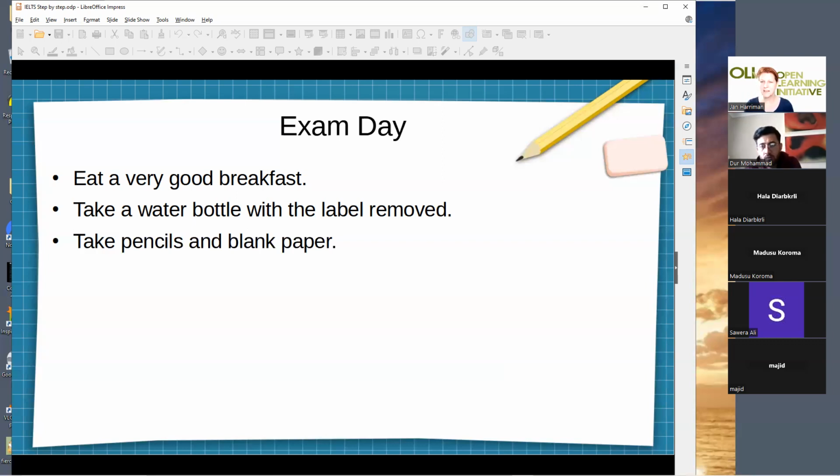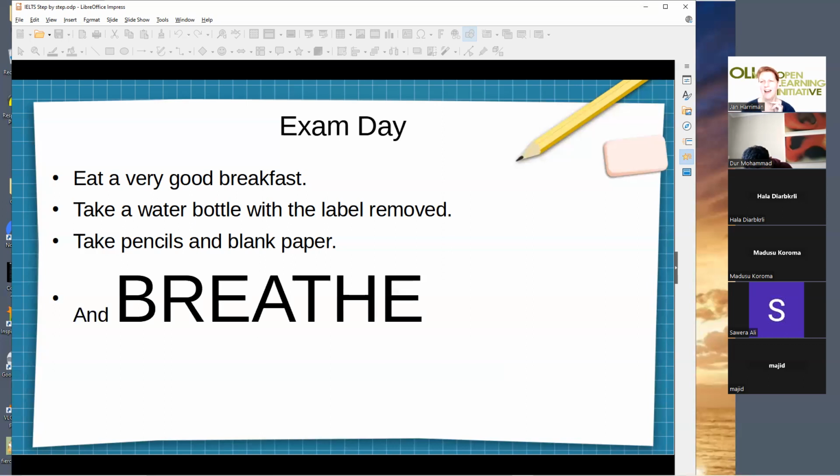Blank paper, tell me why you need blank paper for the writing test. Because they're going to give you a writing book to write in. But why do you need blank paper? What's the first thing you're going to do when you read the question? To jot down some words that you're going to need as you start putting down your answers. Exactly. You're going to brainstorm and you're going to organize. Yeah. And you need scrap paper for that. So take pencils and paper and breathe. All right.